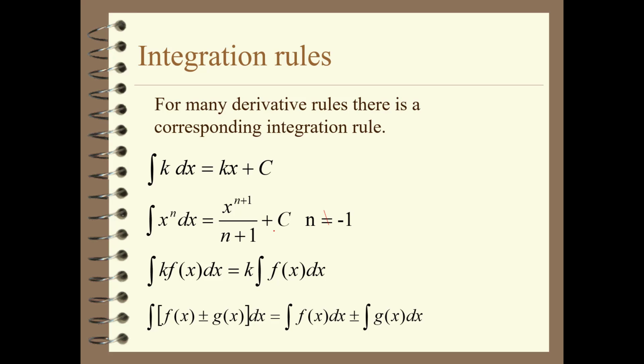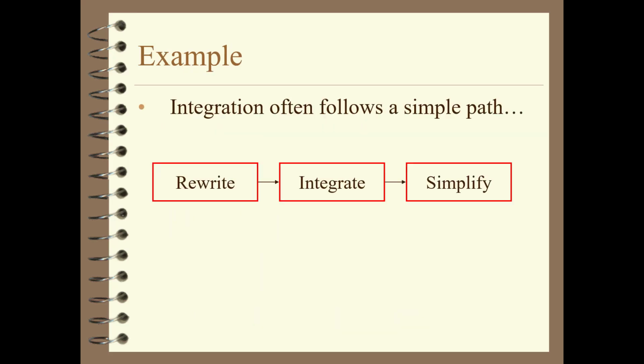And those two follow directly from the corresponding rules for derivatives, that the derivative of a constant multiple is a constant multiple of a derivative, and a derivative of a sum is a sum of derivatives. Integration follows a fairly straightforward path. It's just the first step, the rewriting stage. It requires sometimes a little bit of experience and quite a bit of algebraic manipulation.